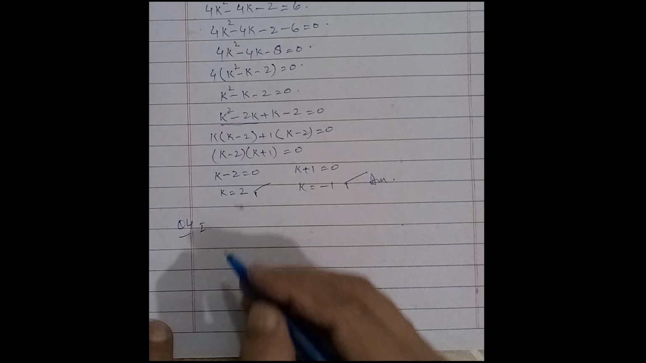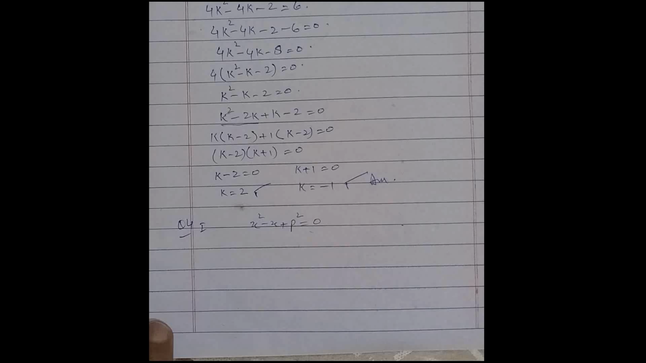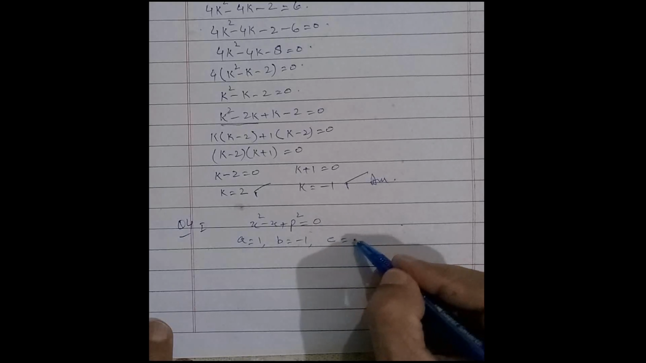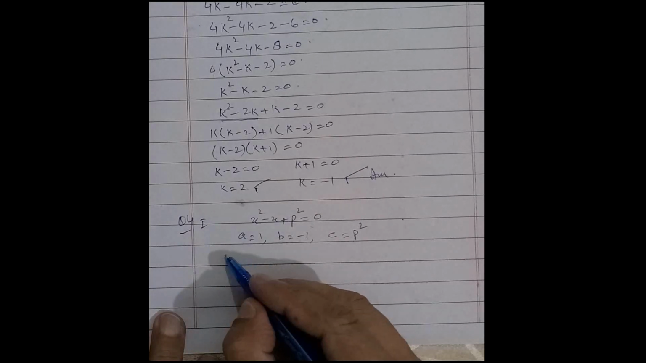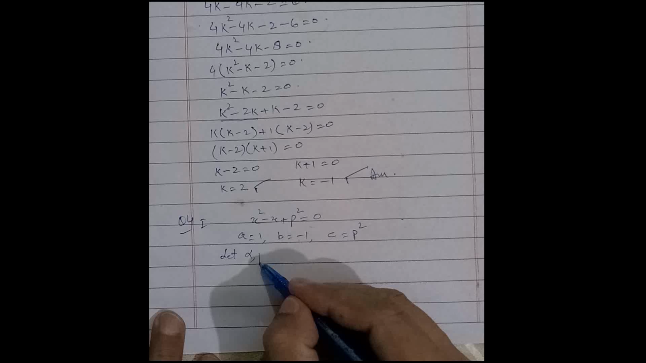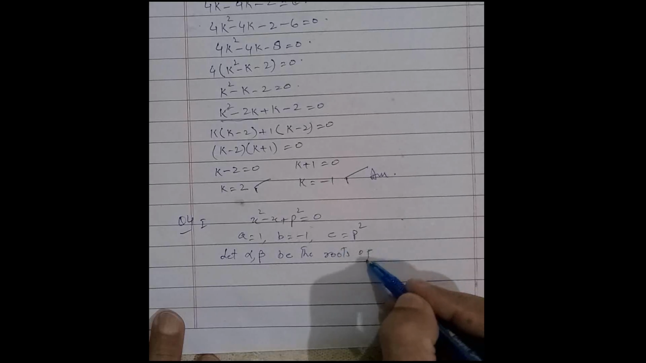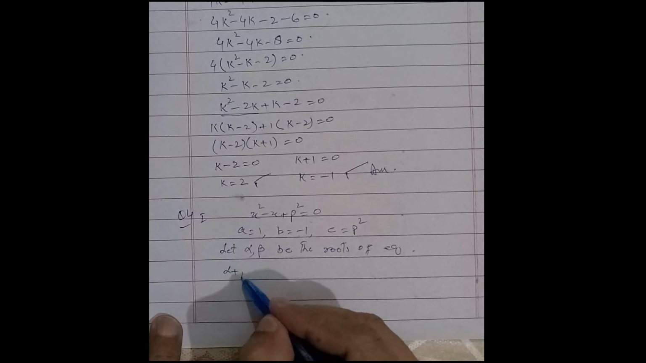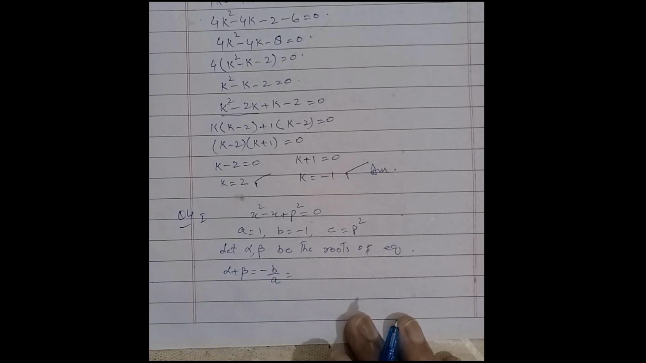And so we first take the equation, which is x square minus x plus p square is equal to 0. Here a is equal to 1, b is equal to minus 1, and c is equal to p square. So let alpha and beta be the roots of the equation. And first we take the sum. Alpha plus beta is equal to minus b over a. So we put the values of a and b in the equation.